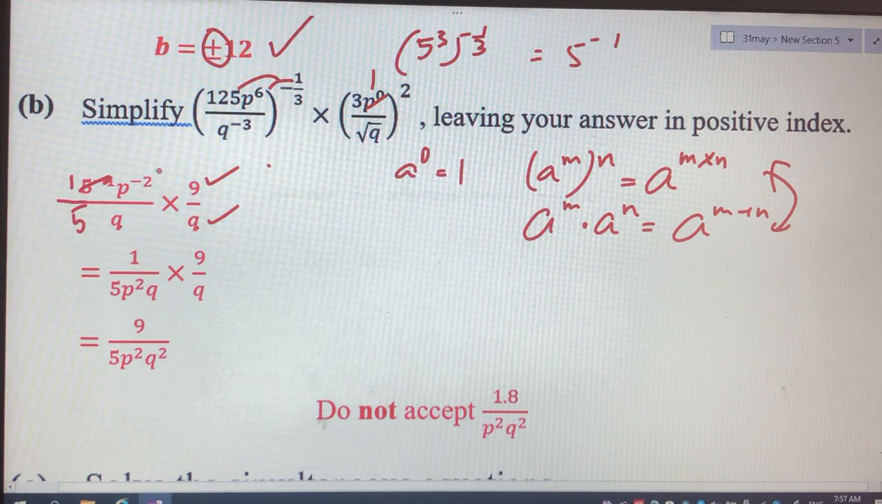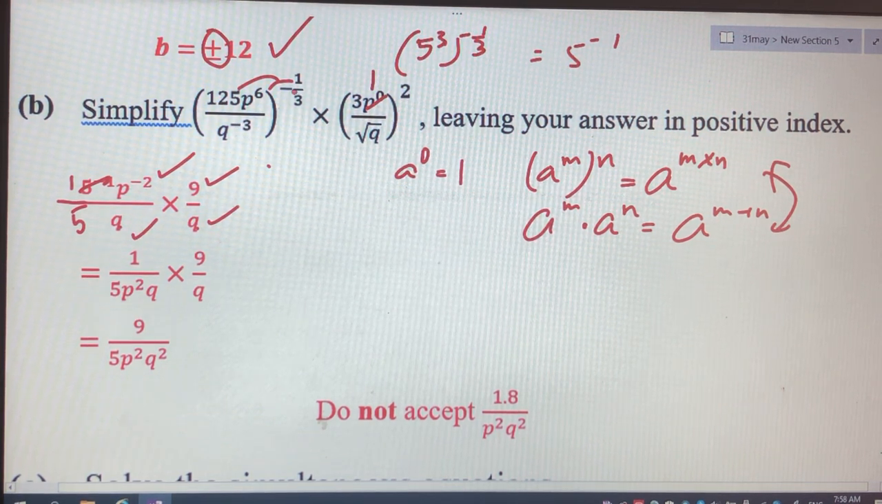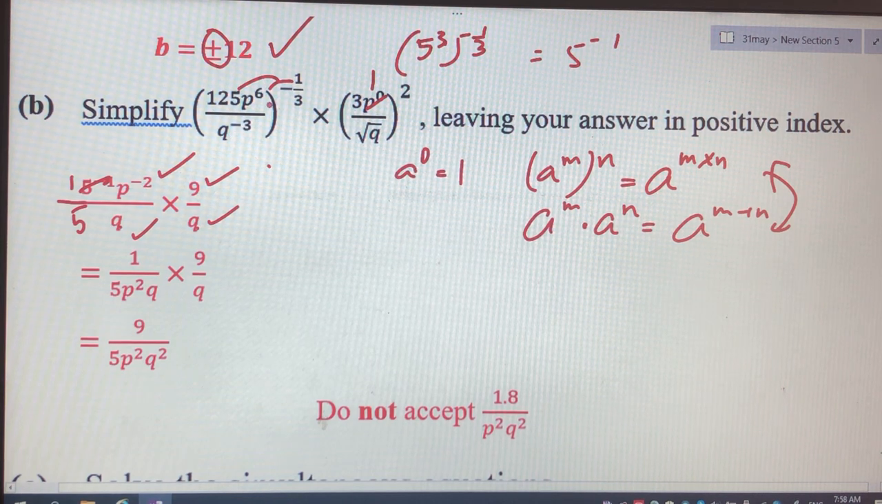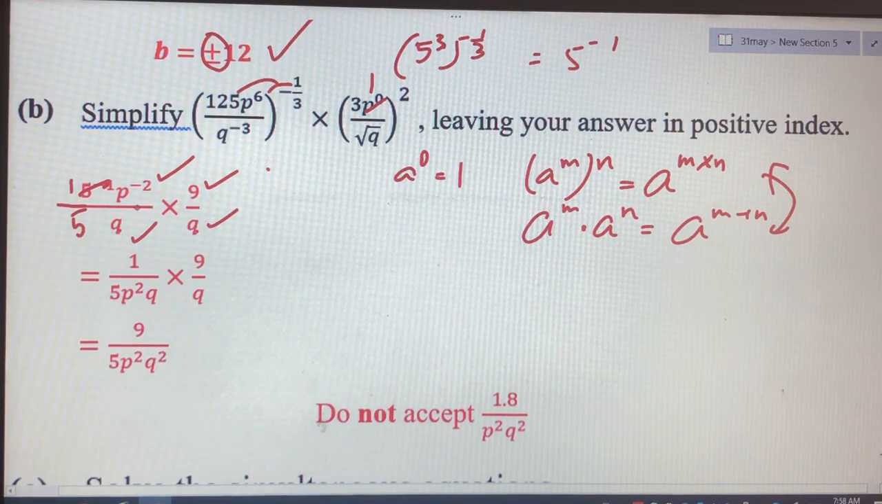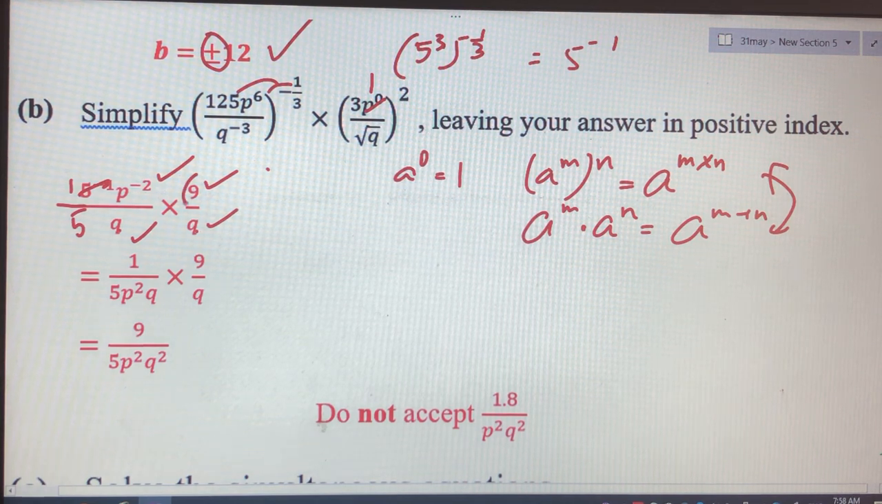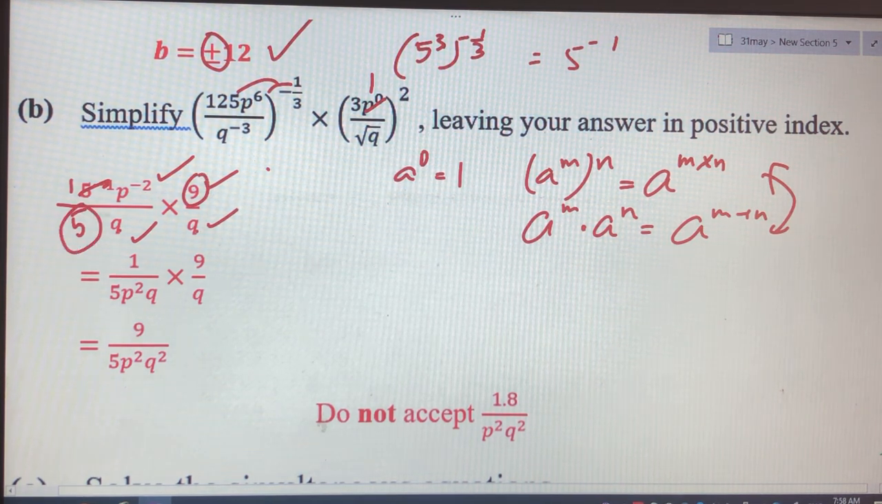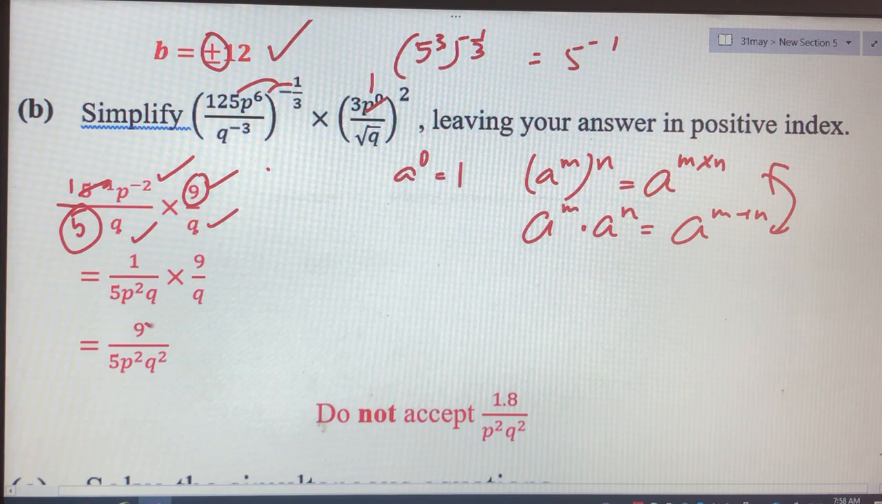Next, this times this, you get this. This times this, you get this. Now, you see, this is minus, so there's no point bringing this up, and then you end up with another minus. So, you just leave this here, and very nicely, it's positive index, because ultimately, your answer must all be in positive index, okay? Now, the other thing is this, you already have 9 over 5, right?